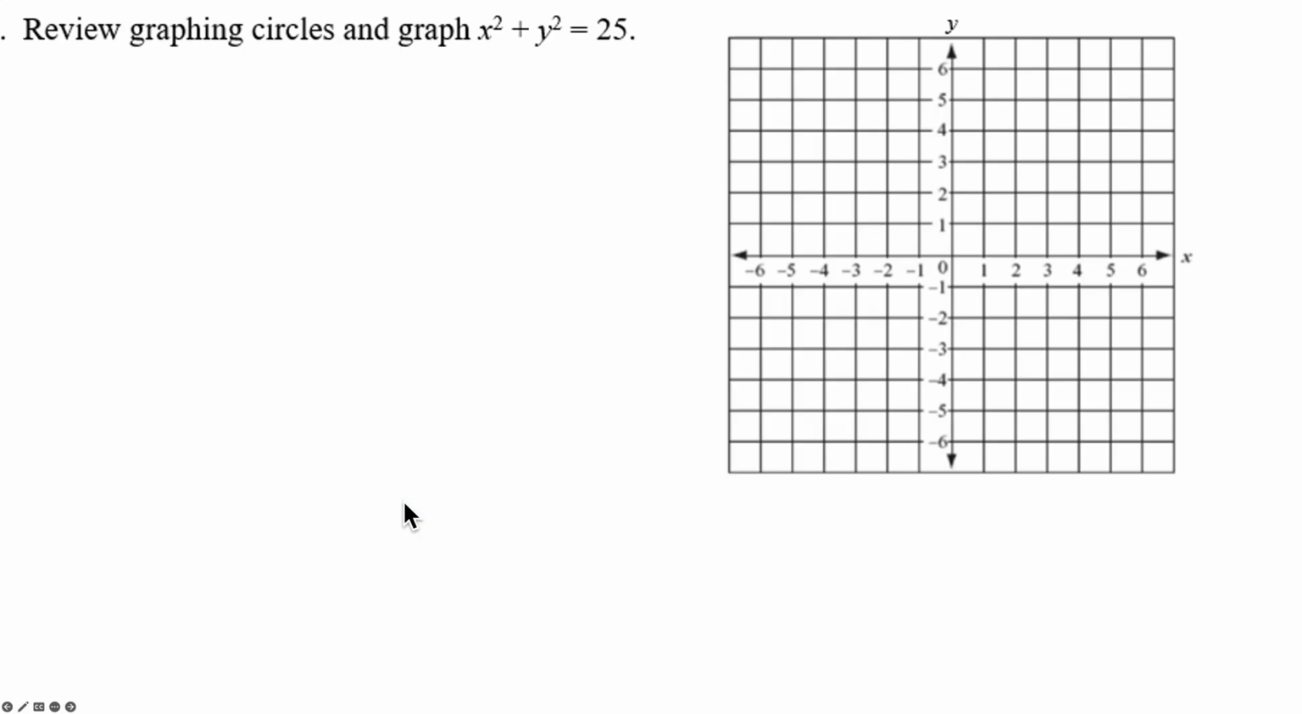The other thing I want to talk about is graphing a circle. This is the most popular circle: x squared plus y squared equals 25. That 25 is r squared, so the radius is 5. So the most popular circle to graph is a radius of 5 circle.